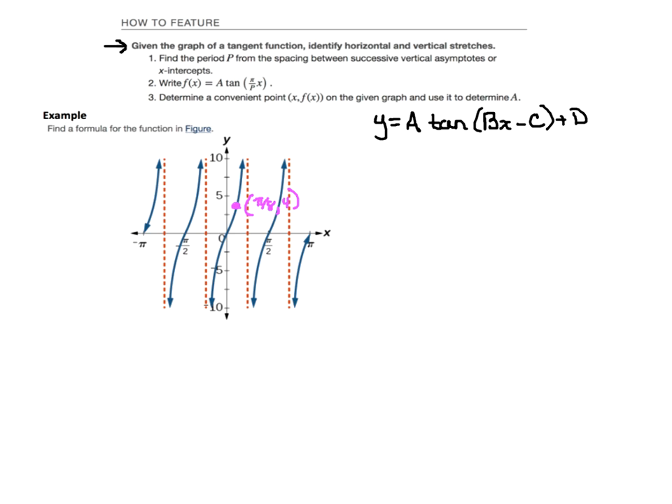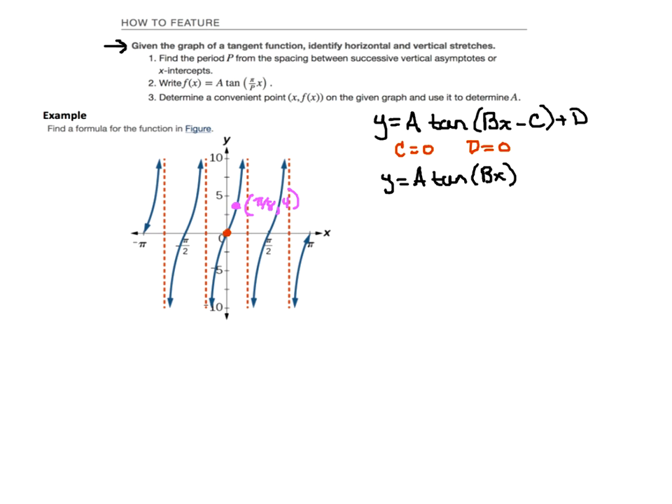First off, I will point out that we know this goes through the origin, which means that C is going to equal 0 and D is going to equal 0. So I've had no horizontal or vertical shifting happening here. So actually, I'm going to be writing an equation in the form of y equals a tangent bx, but I just wanted to point out how we knew that C and D were 0.